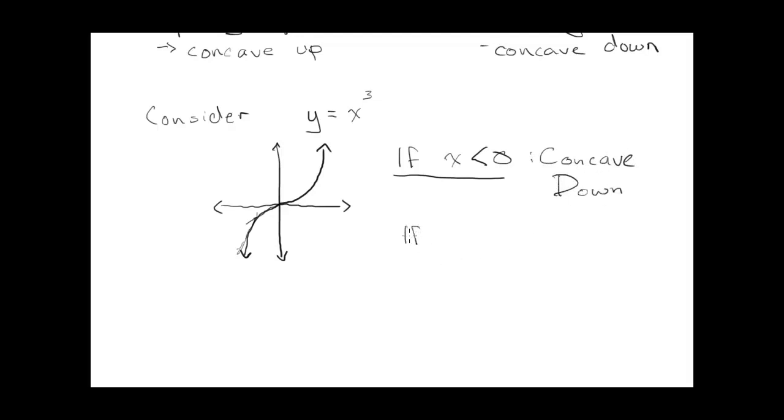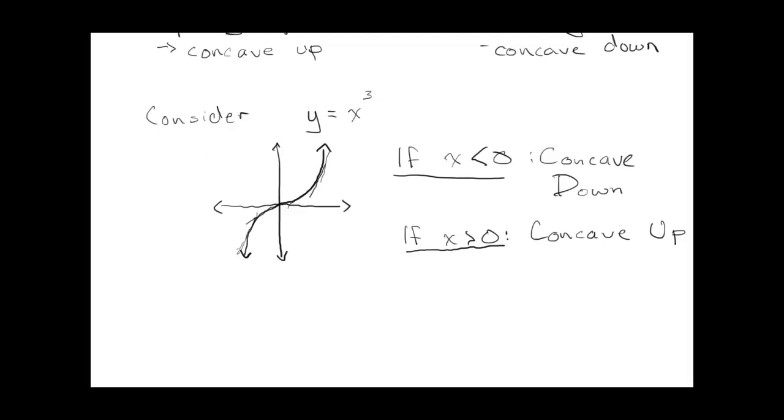And if x is bigger than 0, you were to draw the tangents over here, they're all below the curve. So in that case, we'd have concave up. Okay, so this graph, this cubic, we actually see that we have both concave up portions and concave down portions.